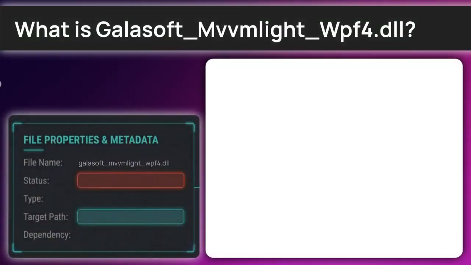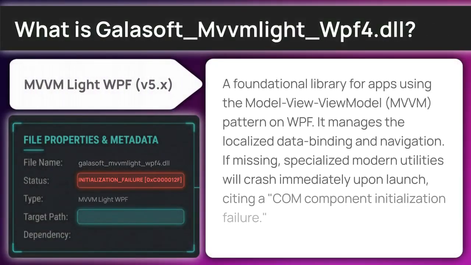This is the GalaSoft MVVM Light WPF4, a foundational library for apps using the Model-View-ViewModel MVVM pattern on WPF. It manages the localized data binding and navigation. If missing, specialized modern utilities will crash immediately upon launch, citing a COM component initialization failure.